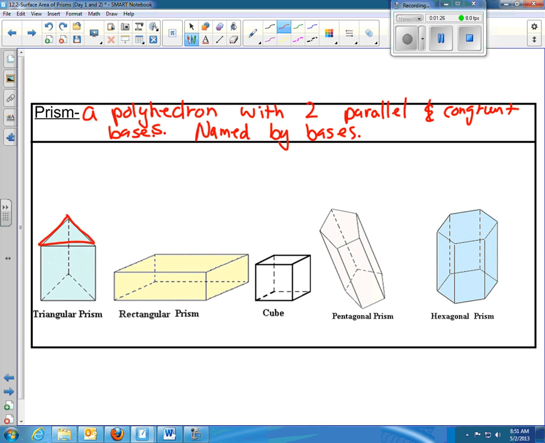If we look at our rectangular prism, any of those rectangles could technically be called the base, not just the one it's sitting on. Looking at the cube, all of those sides are the same, so it doesn't matter which one you pick as the base. And then we have our pentagonal prism here and our hexagonal prism, and those two are those bases.